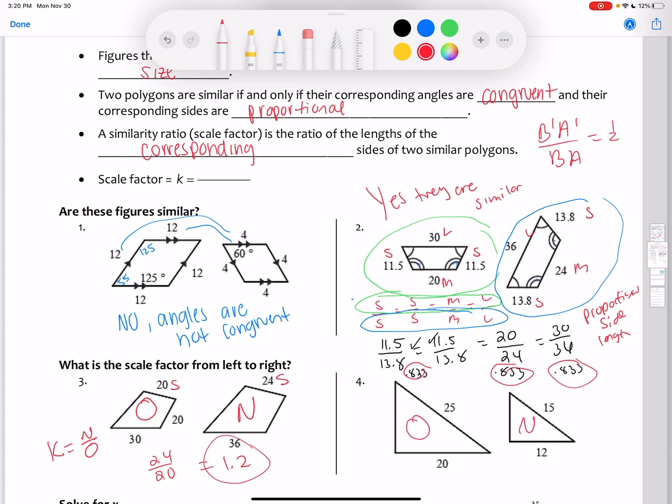Okay, similarly here we have what's the scale factor from left to right. Old, new. 25 obviously corresponds with 15, so you go new over old. So in this case, I'm obviously looking at this and I'm seeing that it's going to be a fraction less than 1. So I get 0.60 is my scale factor.